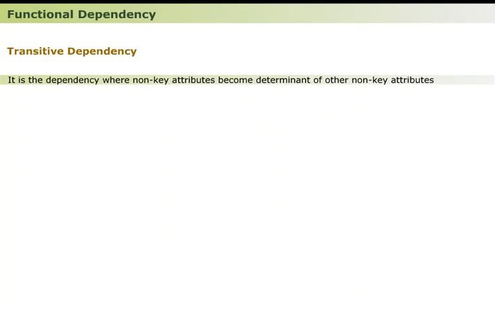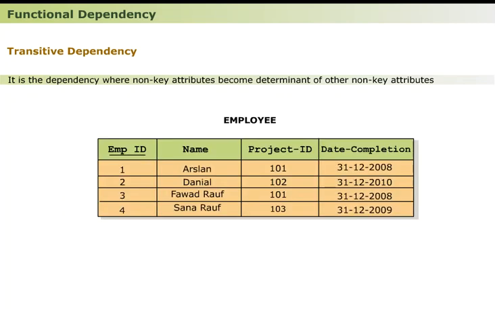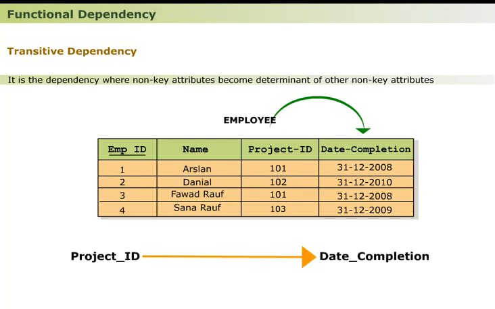Transitive dependency. It is the dependency where non-key attributes become determinant of other non-key attributes. Dear learners, look at this table carefully. The value of non-key attribute date of completion could be determined by knowing the value of non-key attribute project ID. Thus, the non-key attribute project ID becomes determinant of another non-key attribute date of completion. This is transitive dependency and is represented graphically as shown.